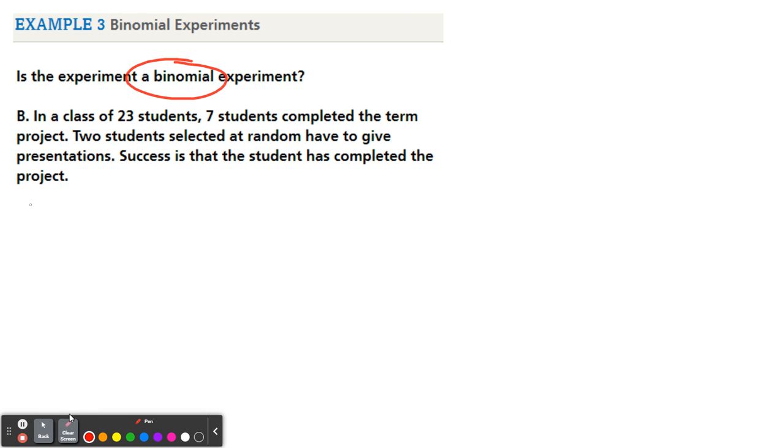Let's take a look at the 4 letters. First, B: are there 2 outcomes? Well, what would be a success here? For us, a success would be that the student completed the project. So success equals completed, and then failure is not completed.